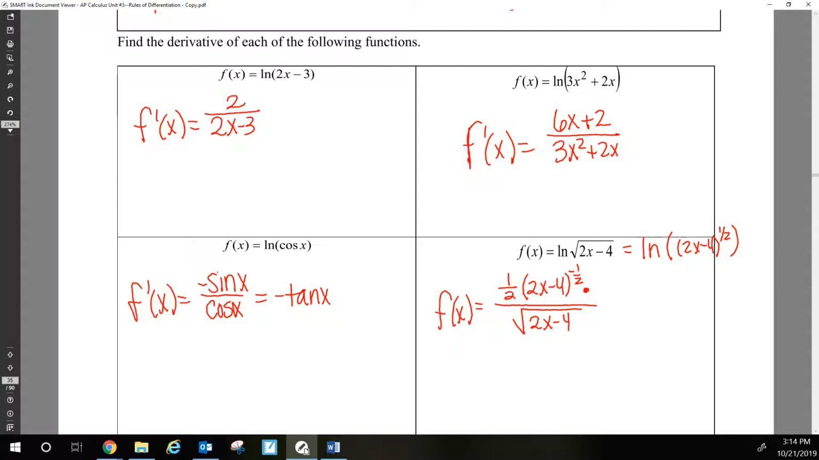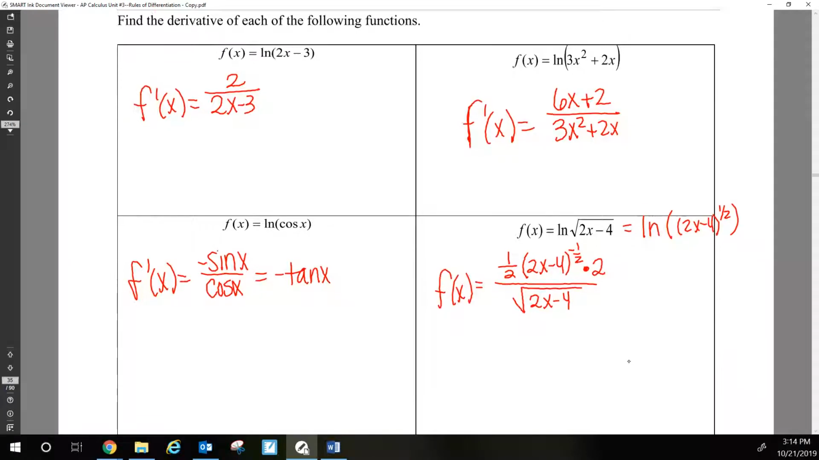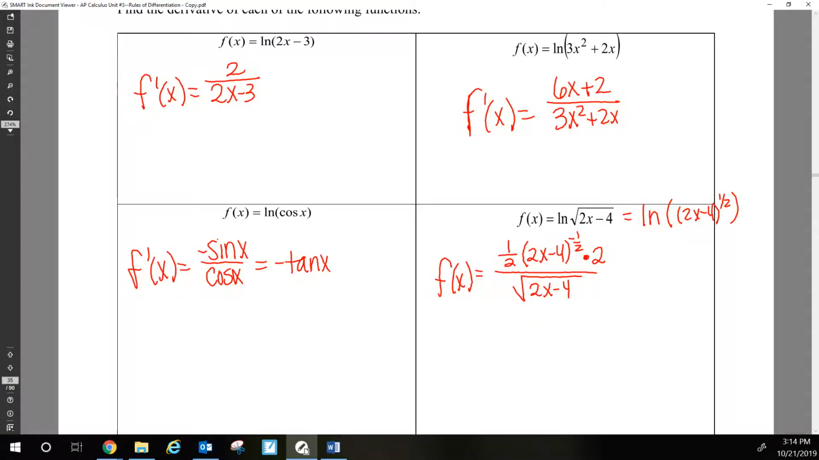The derivative of 2x is 2. Derivative of negative 4 is 0. All right, what cancels out here? The 1/2 times 2 is just 1. This guy's got a negative exponent, so it needs to go down to the bottom. So I've got just 1 left on top. I've got a square root of 2x minus 4. And then I've got 2x minus 4 to the negative 1/2. So it's going to come down and also be a square root of 2x minus 4.